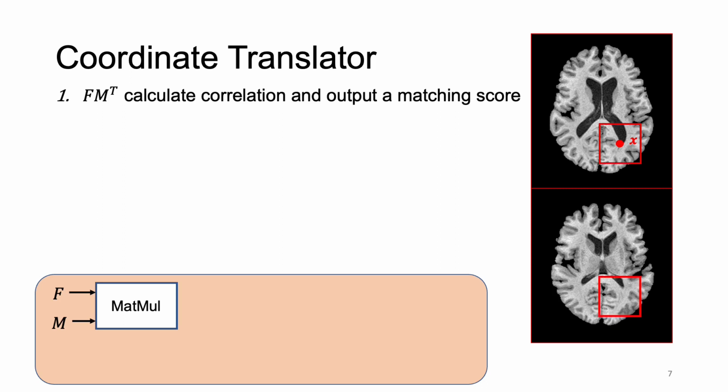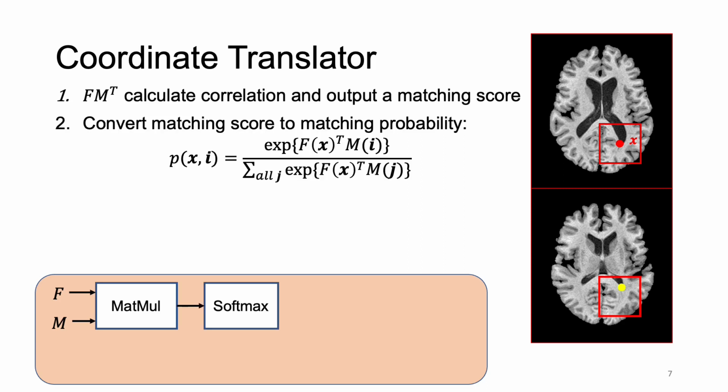And we can still use a matrix multiplication for this calculation by removing certain elements from the matrix M. The matching score is then converted to the matching probability using the softmax operator. For the example given on the right, it is likely that inside the search area of the neighborhood around X, the yellow voxel in the moving image will have the highest matching probability.